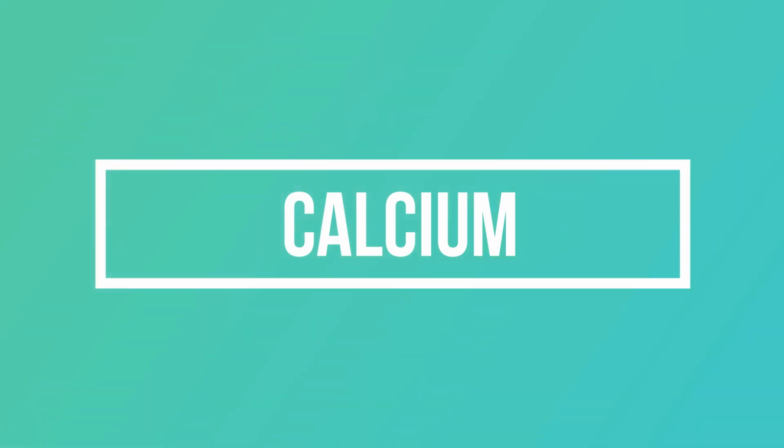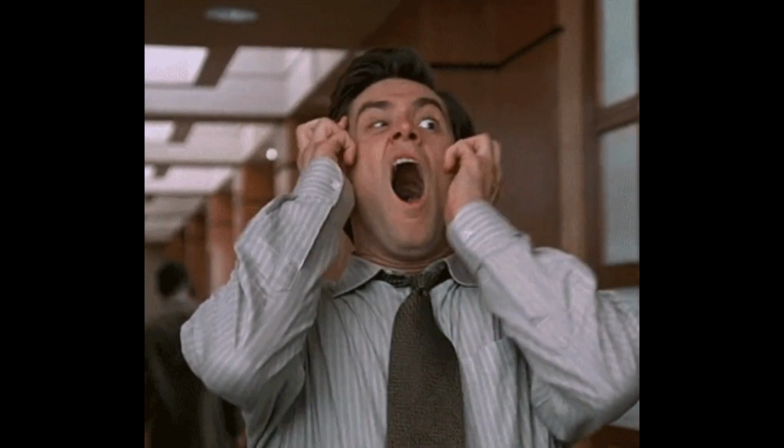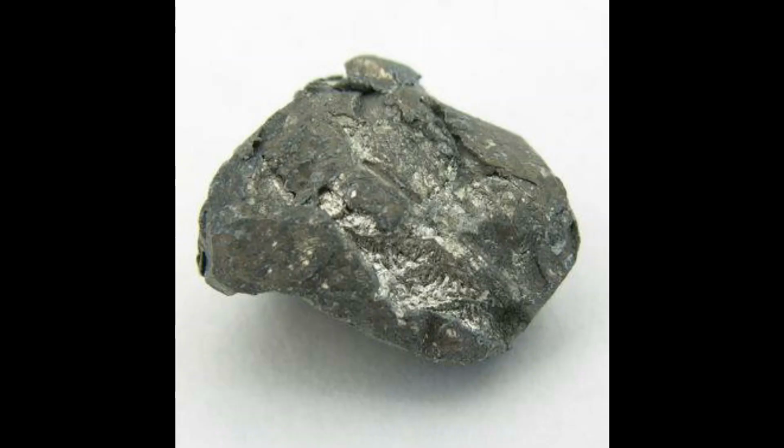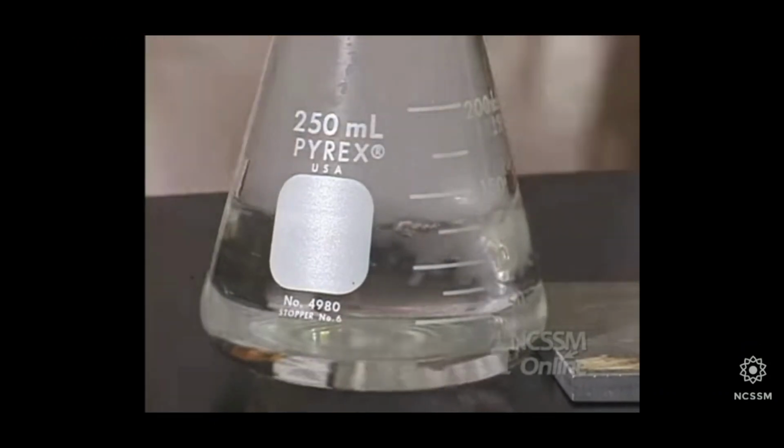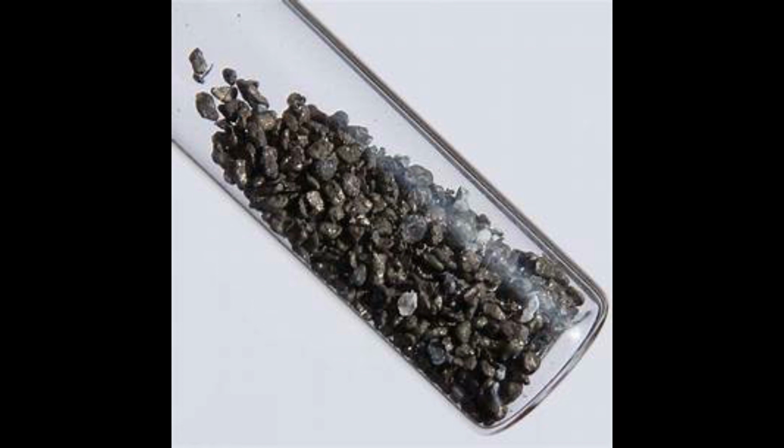Second is calcium. Calcium was discovered in 1808 by Humphrey Davy. Calcium is a silver-white, soft metal that tarnishes rapidly in air and reacts with water. Calcium is essential to all living things, particularly for the growth of healthy teeth and bones. Calcium phosphate is the main component of bone.